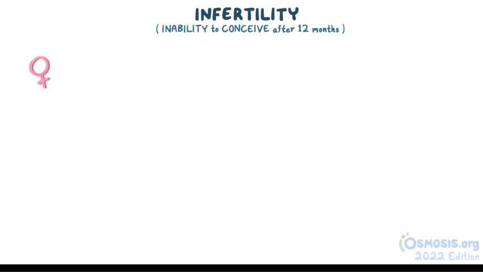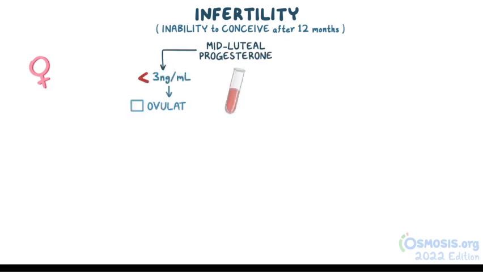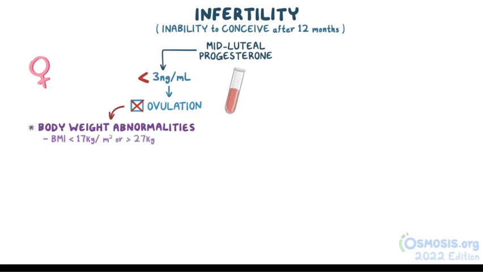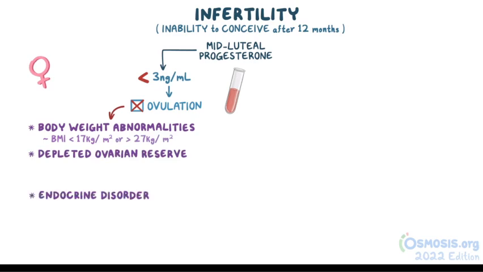Female infertility may be because of ovulation disorders or anatomical abnormalities. If mid-luteal progesterone levels are lower than 3 nanograms per milliliter, that suggests ovulation isn't happening, which may be because of body weight abnormalities like a BMI lower than 17 kilograms per meter squared or greater than 27 kilograms per meter squared, a depleted ovarian reserve, or an endocrine disorder. Ovarian reserve can be assessed with serum FSH, estradiol, and AMH levels.